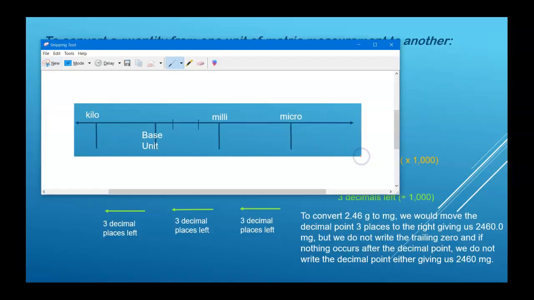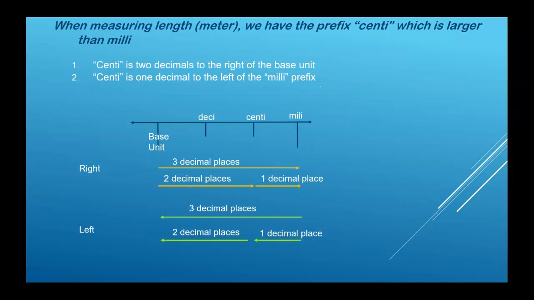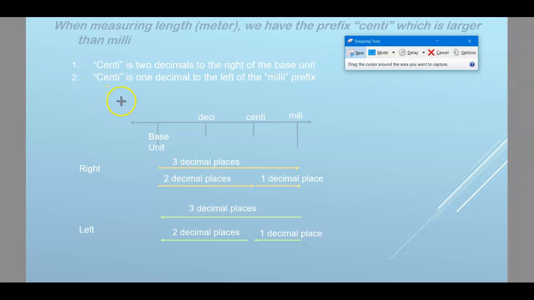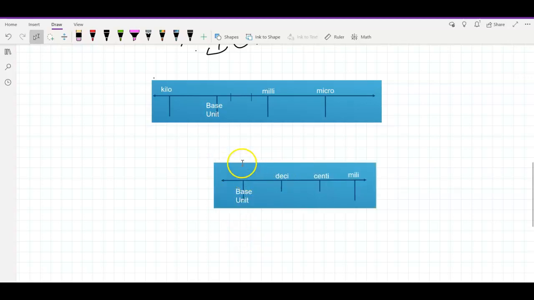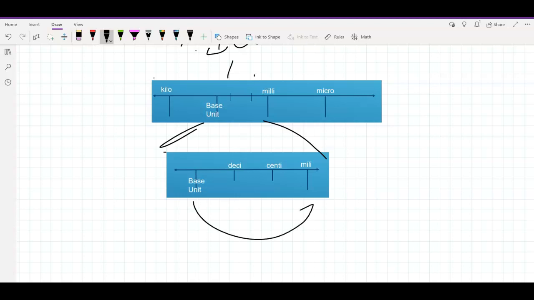So here's the original line. Between the base and milli, you see we have these two additional divisions. It's like we just took this piece and blew it up. So these little lines here, that's deci and centi, which we usually just use centimeter. So note, we know from the base to milli, that's times 1,000, or 3 decimal places. The reason that is 3 decimal places is because each of these is 1 decimal place.